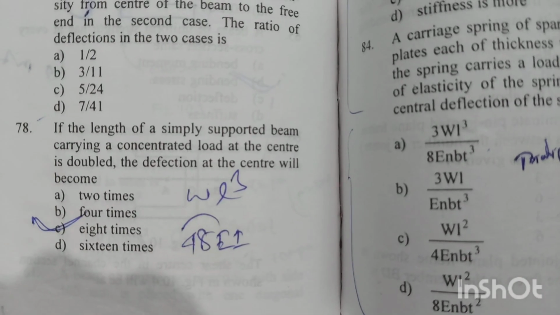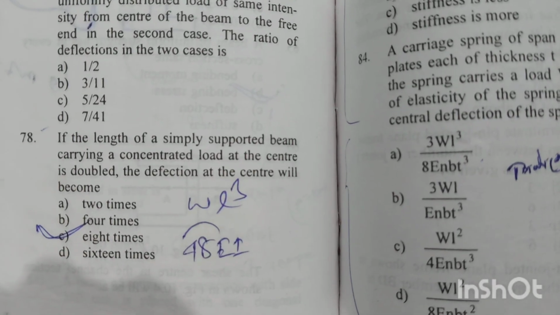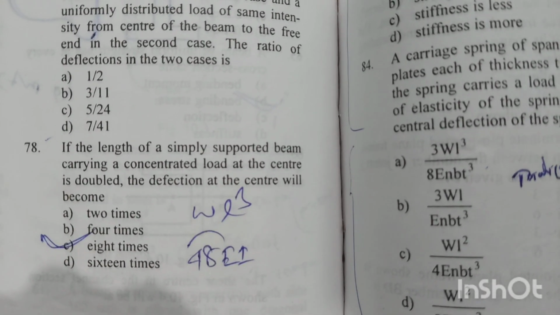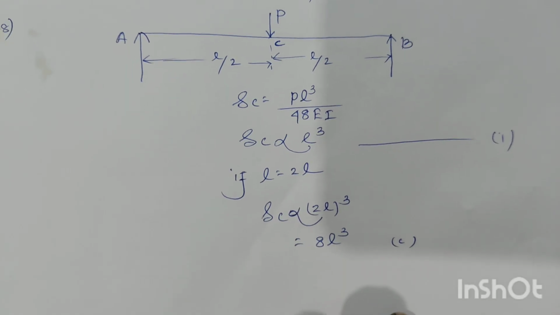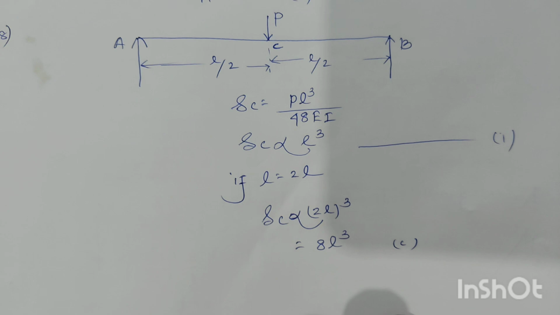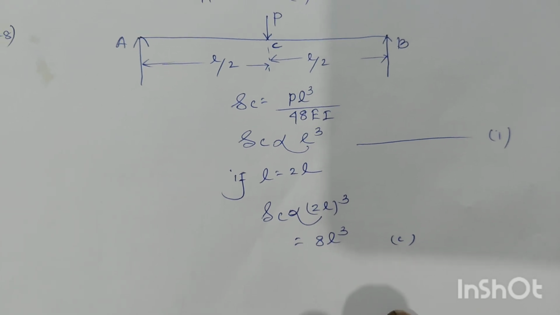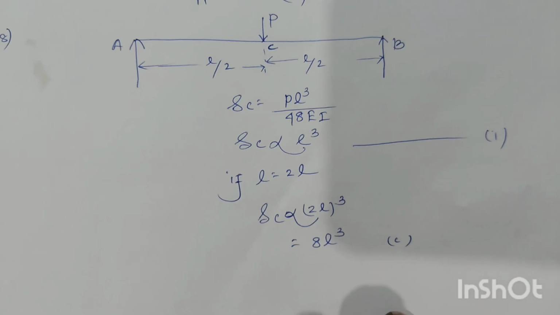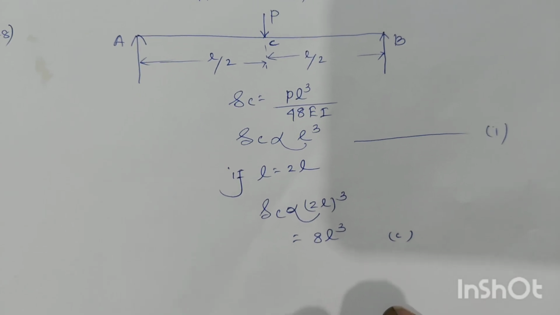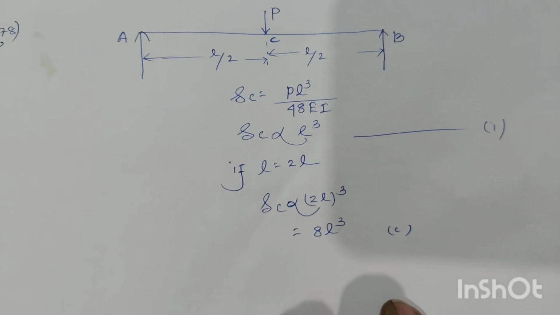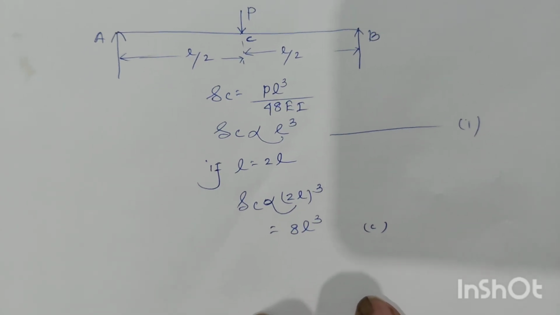Question number 78. If the length of a simply supported beam carrying a concentrated load at the center is doubled, then the deflection at the center will become a simply supported beam AB, total length L, and subjected to a central point load P. So the deflection at the center, that is maximum, will be PL cube by 48 EI. Okay. So from this relation we can write del C, or the deflection at the center, is proportional to the L cube of the beam. L is the length of the beam.